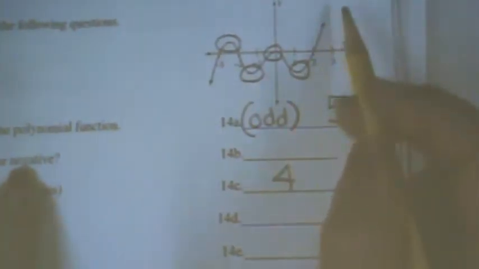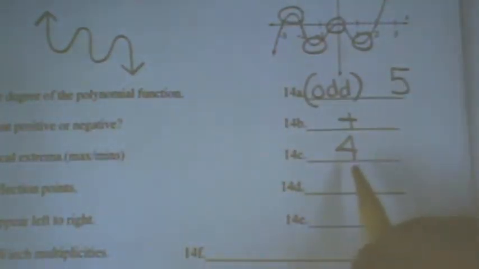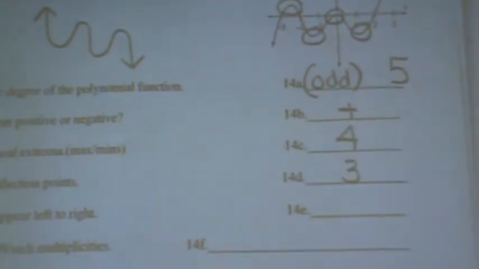Now, is the leading coefficient going to be positive or negative? When the left side goes down and the right side goes up, it's positive. If it would have gone the other way, like this, that is a negative leading coefficient. What if the left and the right side both go up? Positive. What if they both go down? Negative, and these would be even degree. Okay? How many inflection points are there? It's 1 degree less than the max and min, or you could go 2 less than the degree. So either way, that's a 3.